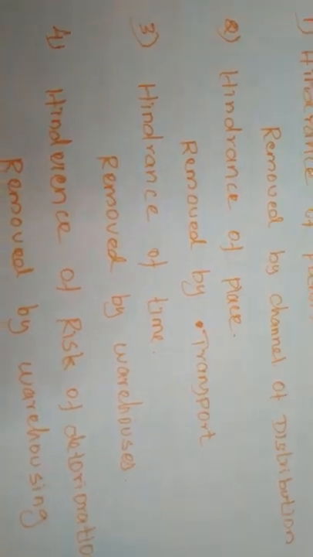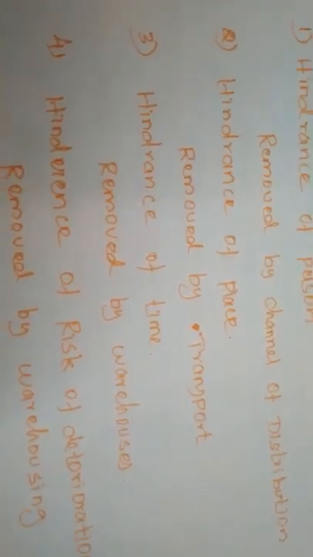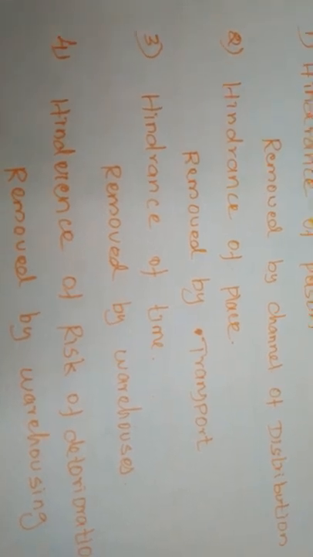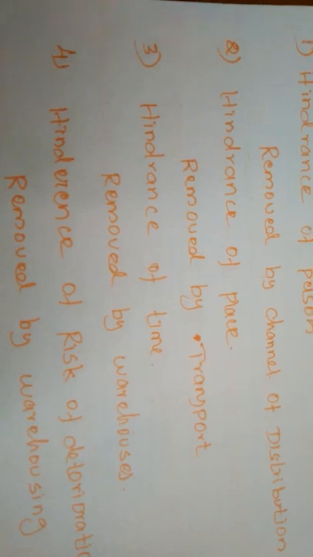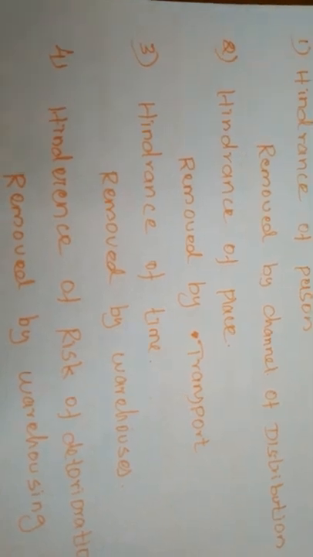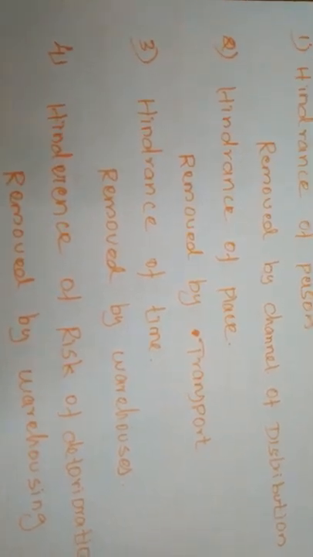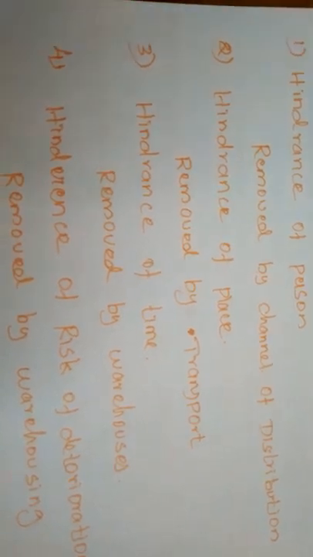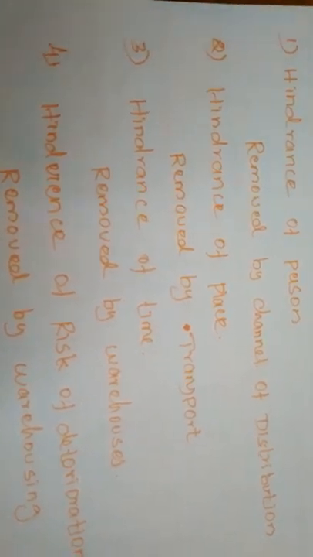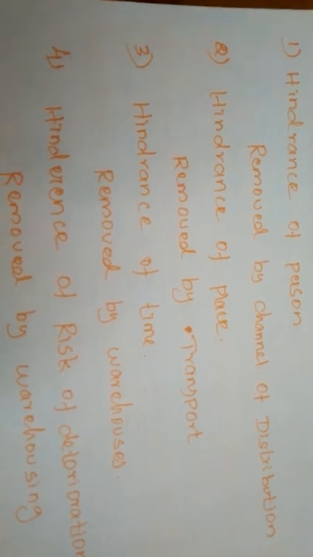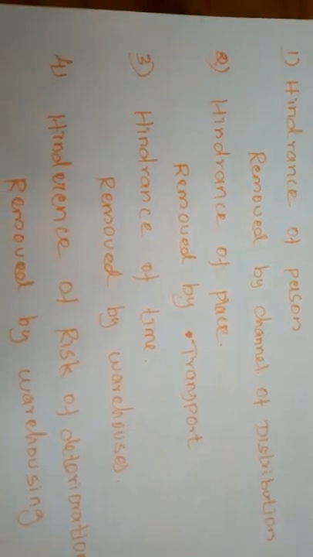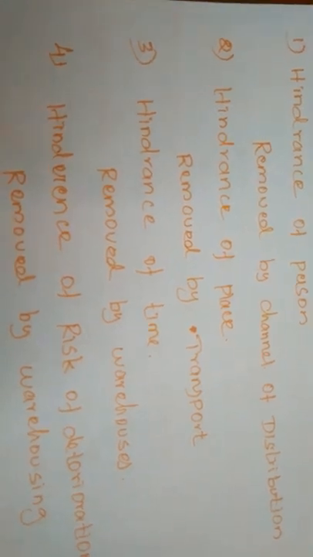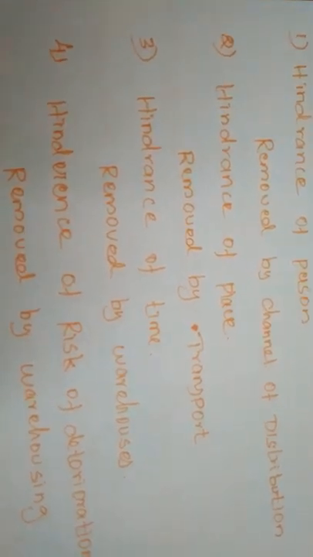Right. The hindrance of place, how can we remove it? It will be removed by transport. Suppose a product is produced in Kashmir, for example, apples are produced in Kashmir, but here we are eating that apple. How did it come to our hand? Through some transport facilities. Sometimes it will come by rail, by lorry, and by some other transport facilities.